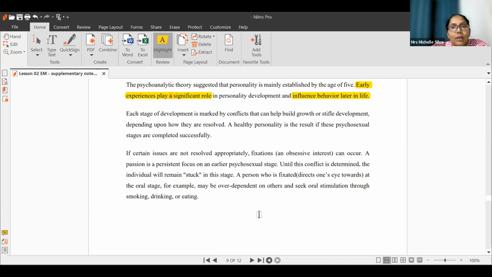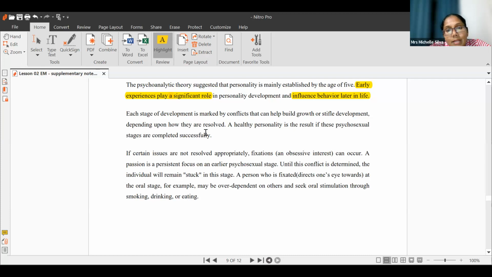Okay. So therefore, each stage of development is marked by conflict. That means in each stage of development, different conflicts can happen. So as adults, we can help our child to grow and change. We can change different situations, and we can help them to sort out their problems.